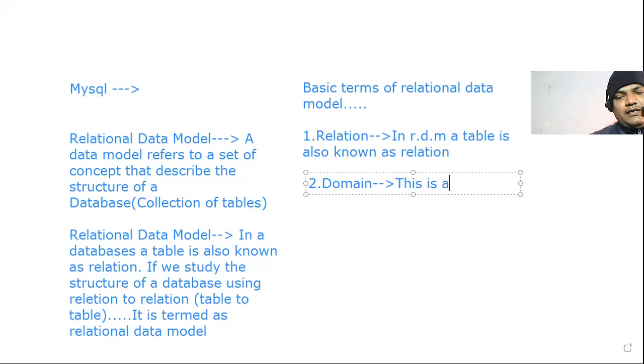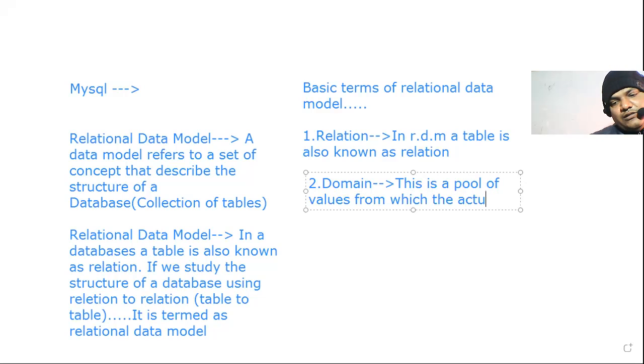Let me write the definition. This is a pool of values from which the actual data is collected, is appearing. So this is a pool of values from which the actual data is appearing. This is domain.